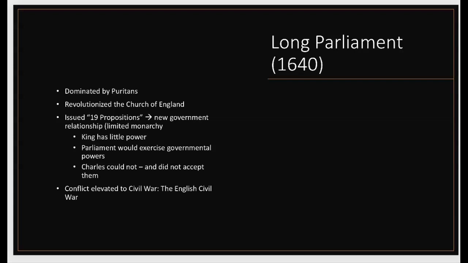Parliament also issues its 19 propositions, which is a new government relationship, a constitutional monarchy where the king has little power and Parliament would exercise all government affairs. Charles refuses to accept the terms, and both the king and Parliament raise an army, and thus the Civil War in England begins.